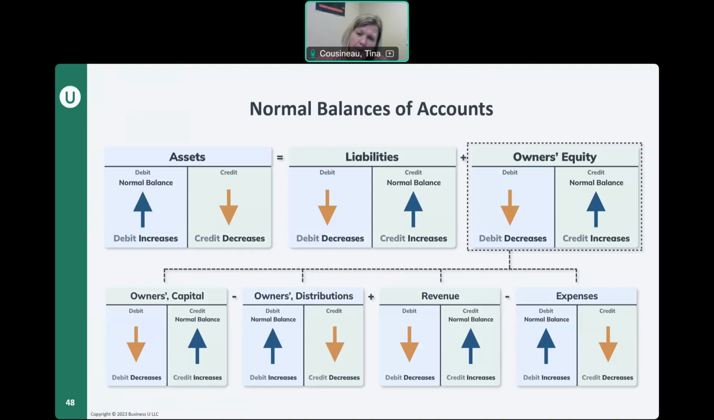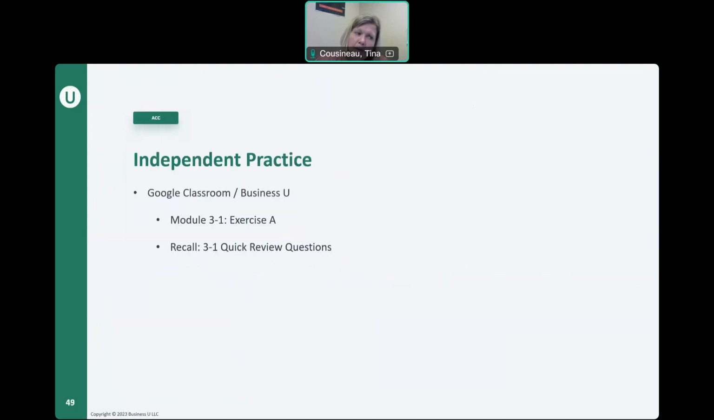Fantastic. All right. So some independent practice. I want you to log into Google Classroom. There are a couple of exercises on Business U. You're going to take a look at Module 3-1, Exercise A, and then work on the Recall 3-1 Quick Review questions. Exercise A is going to be an interactive exercise. You're going to be able to select debits and credits based on the different accounts that are out there. It's kind of fun. It has a bunch of drop downs. And it's pretty quick to just reinforce the concepts that we talked about today.